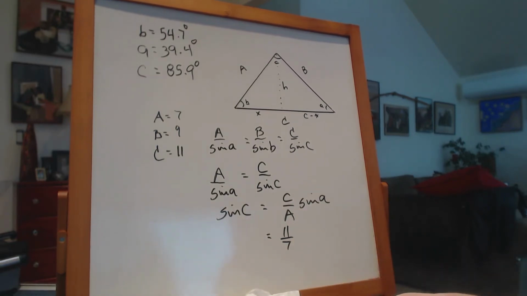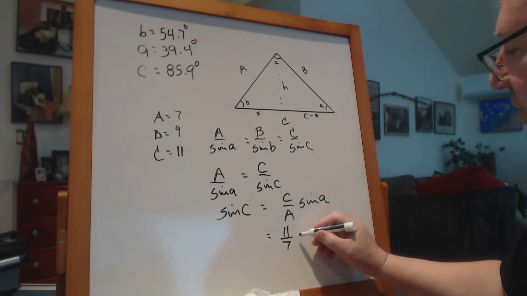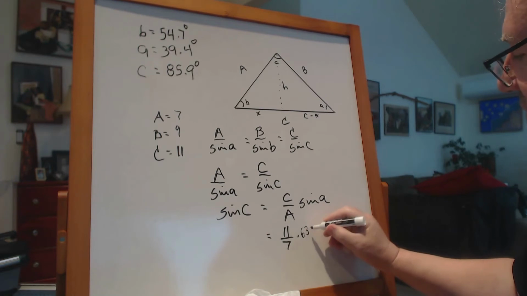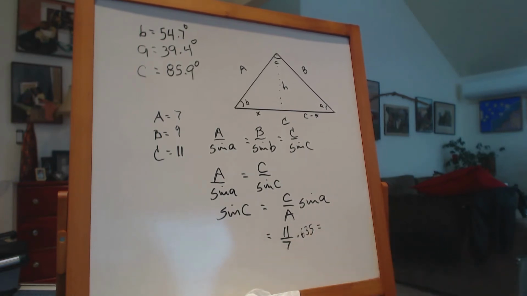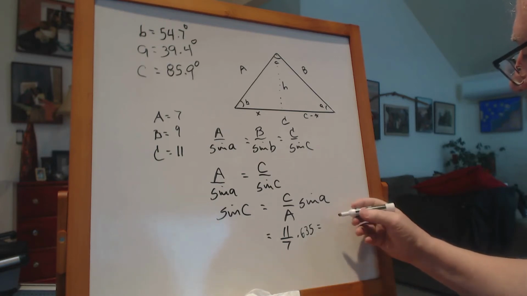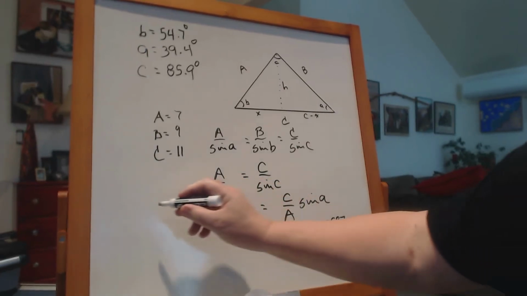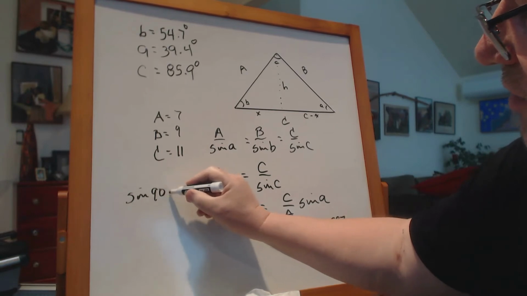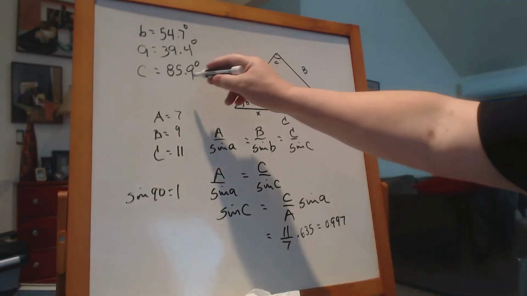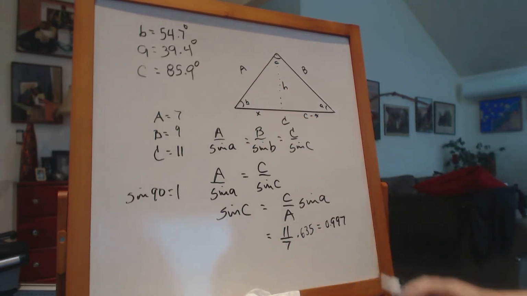Well, what's the sine of A? Well, A is 39.4 degrees. So that's 0.635, and that is equal times 11 divided by 7. That's equal to 0.0997. Well, remember, the sine of 90 is equal to 1. So we're close to 90. So 85 is pretty close to 90. So it looks like we're in the ballpark.